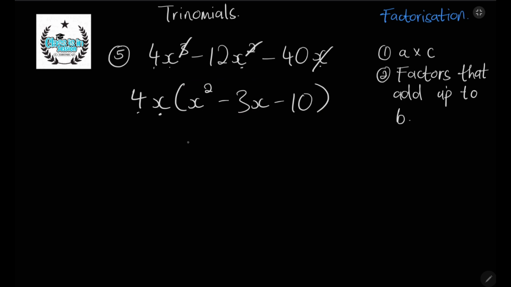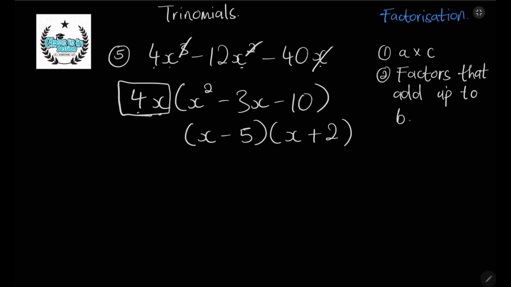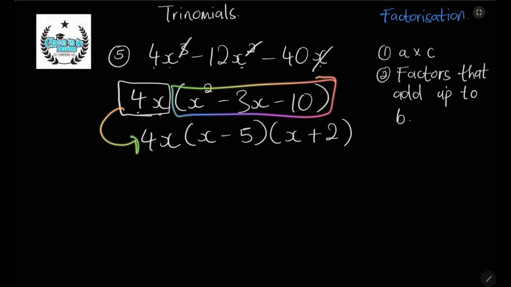When you factorize what's in the bracket, you should get an x minus 5 and then an x plus 2. But remember, we still have this 4x that's outside. So you just write it outside your bracket. Your duty is to factorize this first and then include the 4x. And that is how we deal with trinomials.